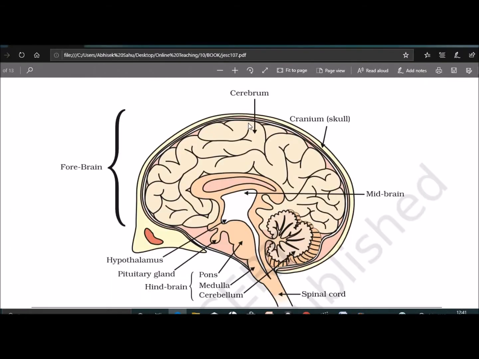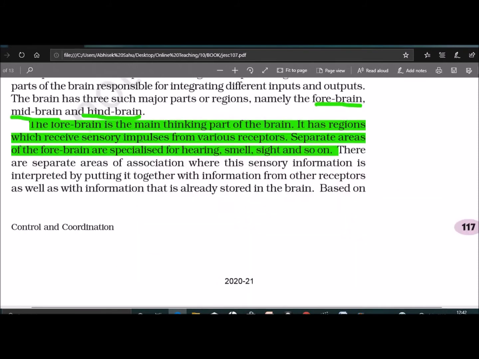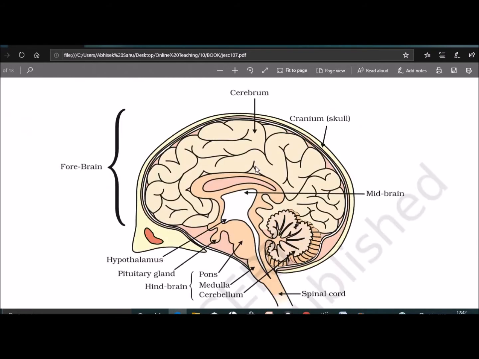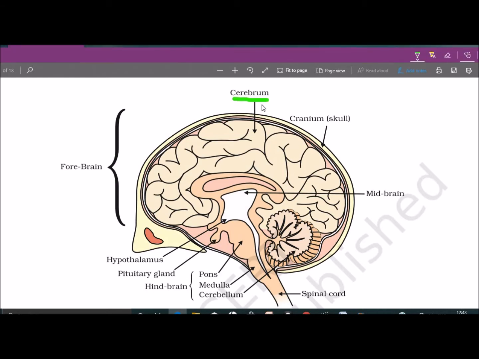Let us first discuss the first part of the brain, that is the forebrain. The forebrain is the main thinking part of the brain. It has a region which receives sensory impulses from the various receptors. The forebrain has two main parts, that is the cerebrum and the region containing the thalamus and the hypothalamus. Cerebrum is the largest part of the brain, which forms nearly 80% of it. Cerebrum occupies the front, lateral and superior part of the brain.